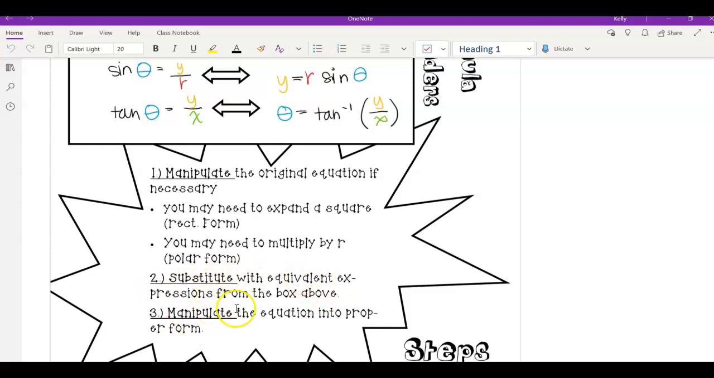And then finally, you're going to manipulate the equation a little more if you need to. Obviously, if it's a polar equation, you need to get the r by itself. That would be what step 3 is. Once you've done all your substitution, get your r by itself. If it's rectangular, you'll need to either get y by itself to get a line, or if you have a circle equation, you'll need an x squared plus y squared formula to do that to get a circle. And you'll see that in some of the examples.